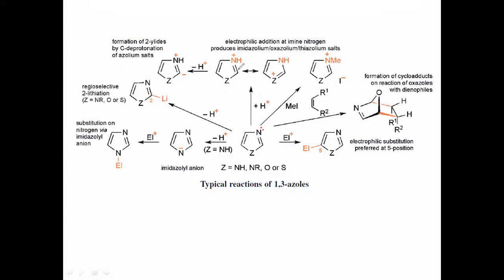Next point is again most important. This is the protonated azolium ion. Protonated azolium is imidazolium, isoxazolium, or thiazolium salts. Now, if our aim is to remove the H plus from this molecule, don't get confused. You cannot remove the NH. Which is more acidic? The second position is highly acidic compared to this NH.